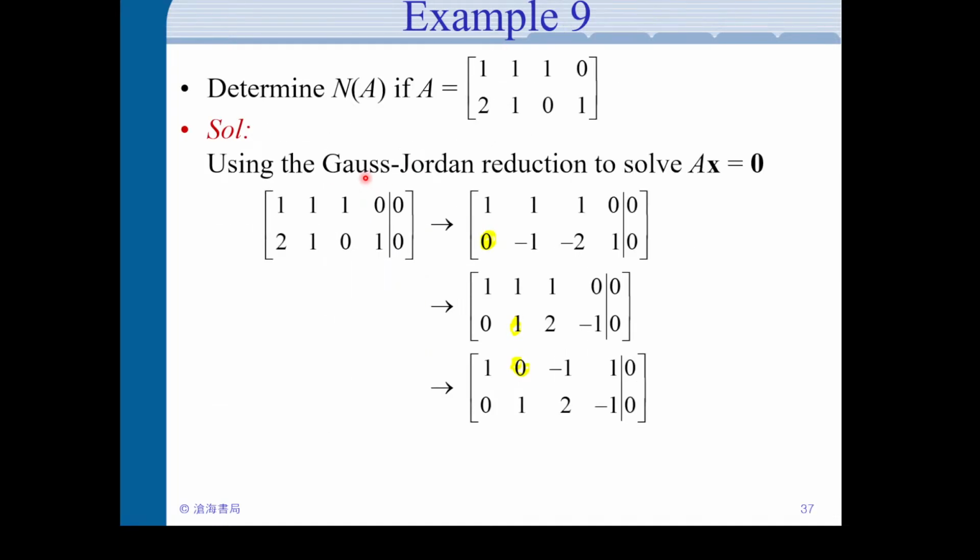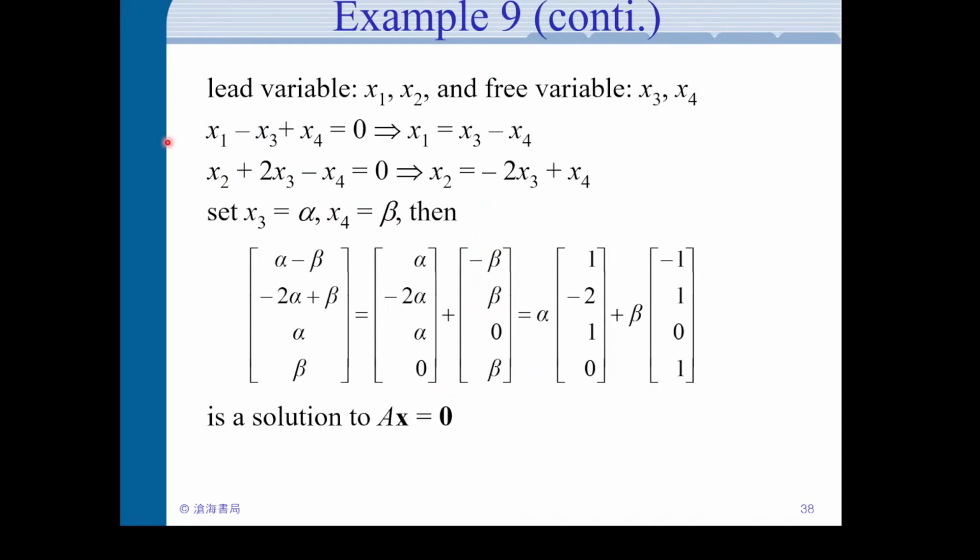Anyway, we analyze this, and we see that we have 2 lead variables, x1 and x2 here, and 2 free variables, x3 and x4 here. And as we say, the free variables are free, and the lead variables are expressed in terms of the free variables. So x1 equals x3 minus x4, and x2 equals minus 2 x3 plus x4, and we change the names of x3 and x4, maybe just to make handwriting easier.